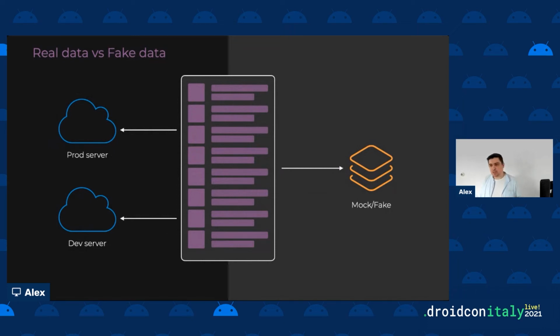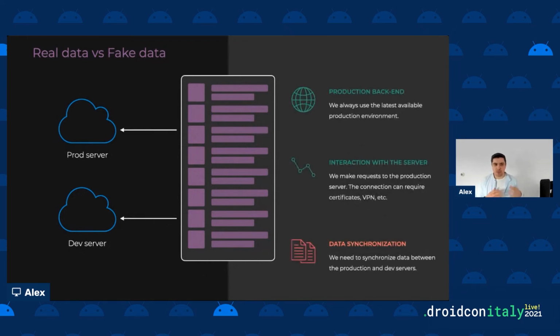And here we have some pros and cons for both of these approaches. And at the beginning, I would like to talk about using real data. And when we speak about using real data, we have two different scenarios. The first one is to use our production server. And the second option is to have dev environment, maybe short-lived environment for one day or for any time, but don't use production server. So with both of these approaches, usually we use latest available production environment. And of course, it's great because we test our changes with latest changes.